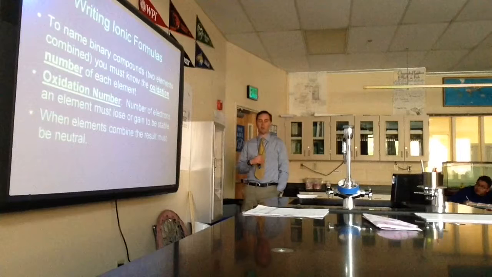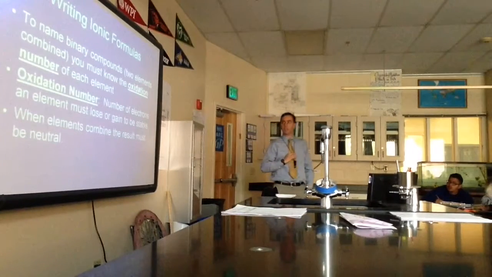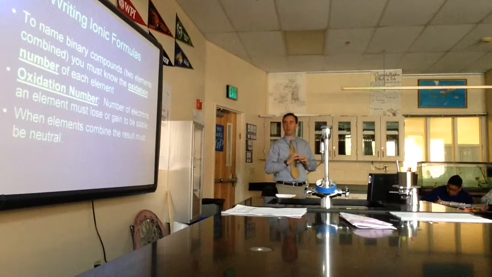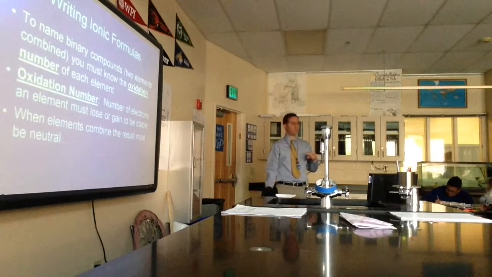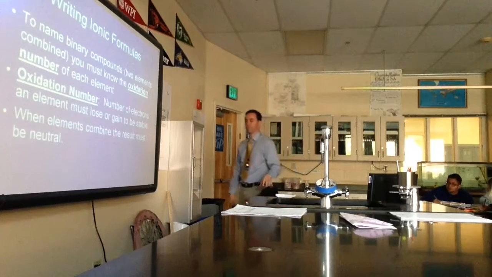So that oxidation number is just a cheat, is all it is. It tells you, without having to think about it, how many electrons an element's got to lose or gain to be stable. It tells you what its charge is going to be afterwards. That's all it does.